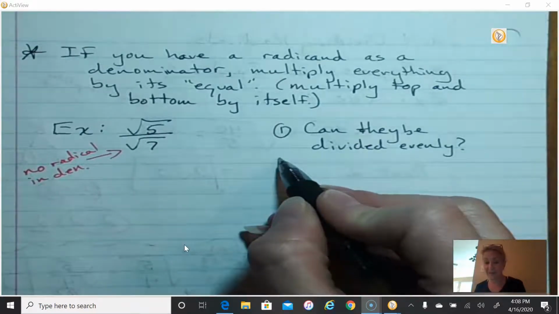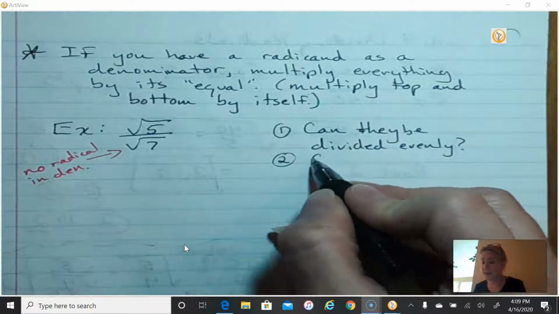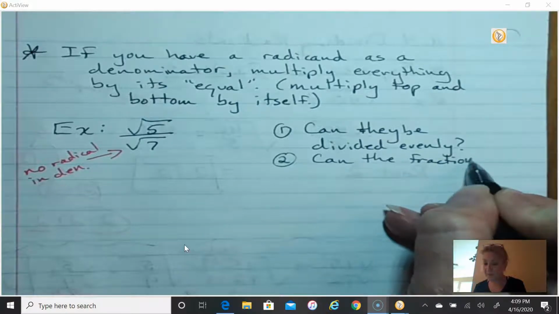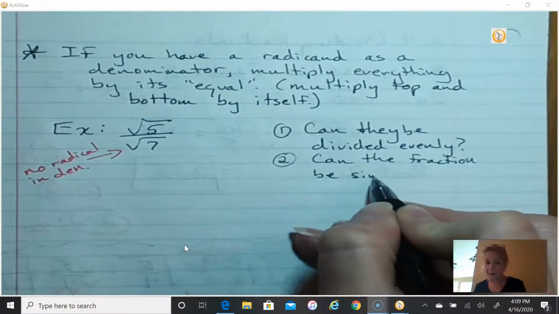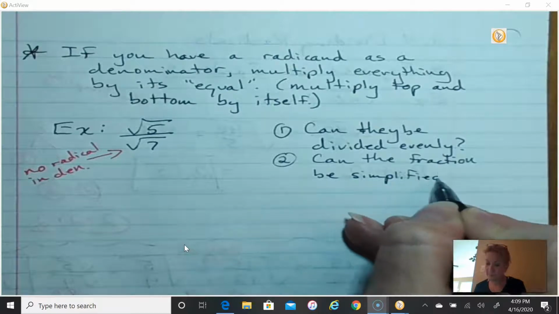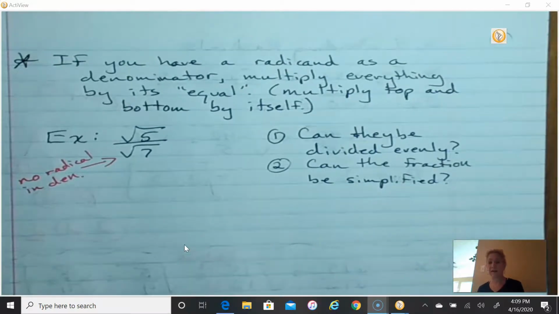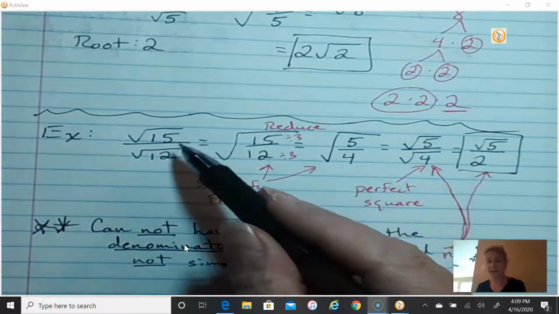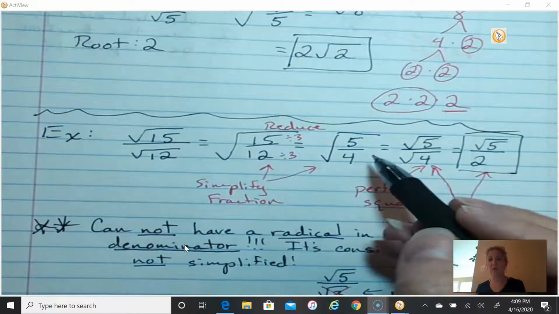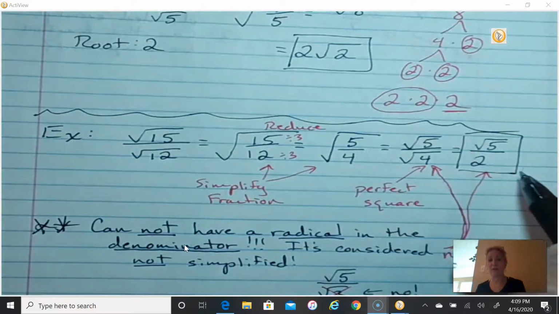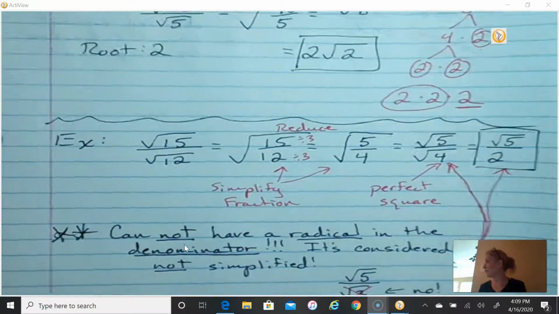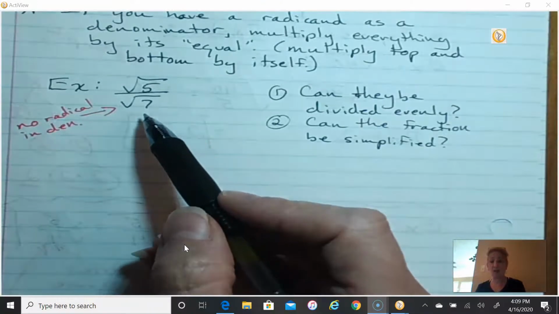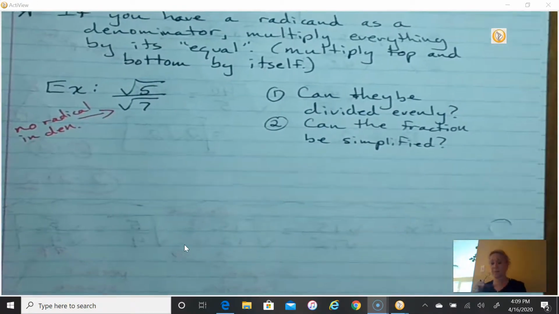All right, the second question you ask, can the fraction be simplified? Okay, that's like the second one that we just did, with 15 over 12. We simplified it, and then we went on. That's what that second question is. Can it be simplified? So can this be simplified? No.